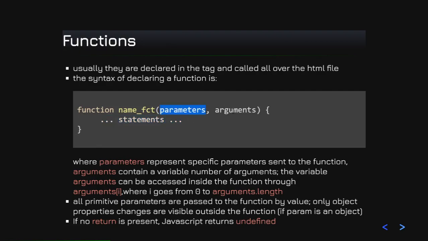The reason we have these two types of arguments is that these parameters are the actual parameters of the function, but the function can also have a variable number of parameters which are stored in arguments. So arguments stores all the parameters of the function, and we can access them using arguments[i], where i goes from 0 to arguments.length, and the parameters are the explicit parameters of the function. Okay, it is something like this.